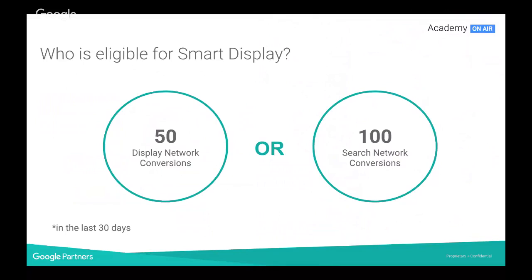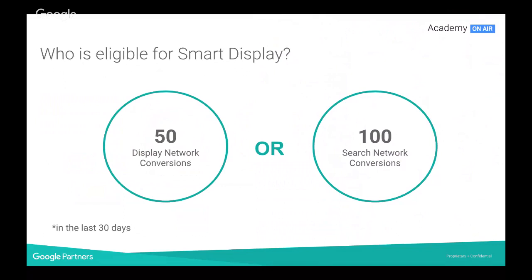Now, to be eligible for a smart display campaign, because I mentioned that it's automated bidding as well, right? Generally, when you start with a smart display campaign, you're bidding on a target CPA basis. So you pay per acquisition, right? So we need to have a bit of conversion history to learn from. And it doesn't matter from which platform that conversion history comes from. So what it means is that you will start seeing a smart display functionality in the account once you have 50 search conversions, 100 search conversions or 50 display conversions, right?